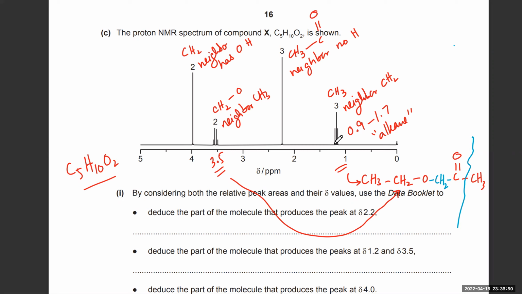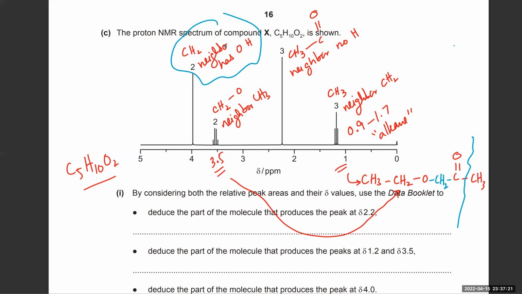Then I opened the data booklet. I figured out that this is the alkane type. So this one I already figured out is right next to a CH2. This one, at 3.5, must be next to an oxygen, according to what the data booklet says. This CH3 at 2.2, I figured out was next to a C double bond O. So I put a CH3 and made it next to a C double bond O. See, now, C double bond O being in the data booklet. The last one was a guess, okay?